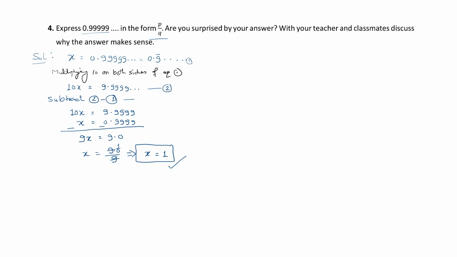But when we observe the 0.999 that goes on forever, if we see these on the number line, let's say this is 0.9 and this is 1.0. If we take 0.99999 forever, there will be no gap between 0.9999 and 1.0. That's why these two values are equal and it makes sense.